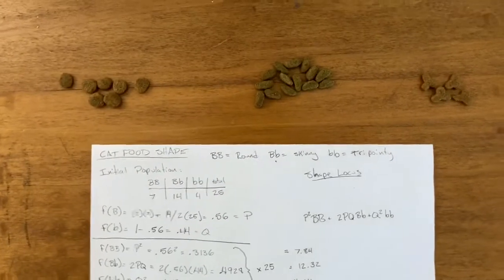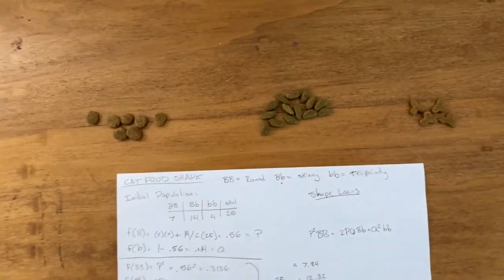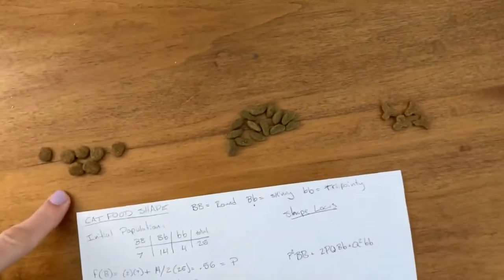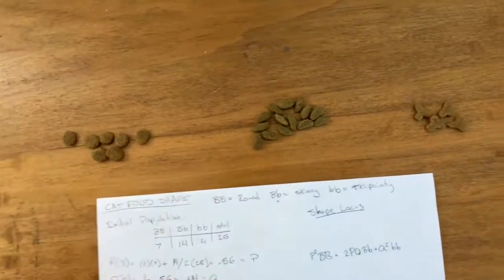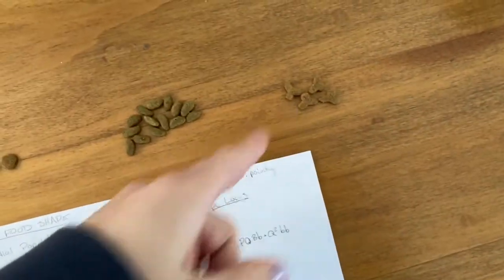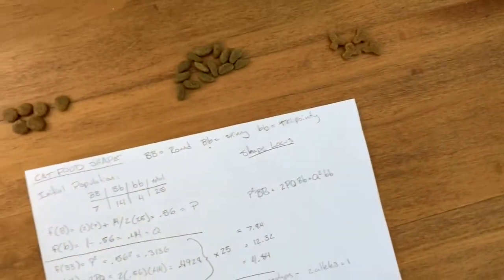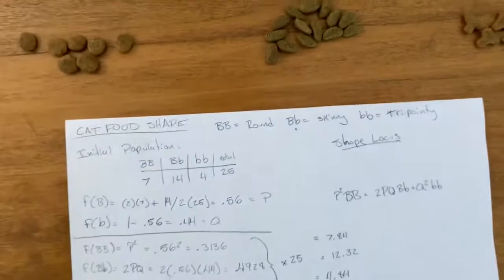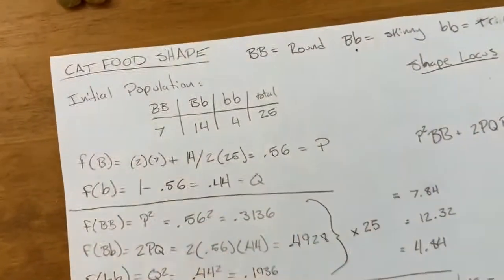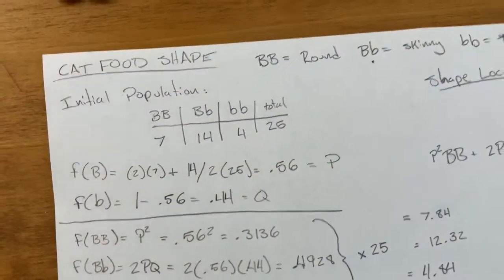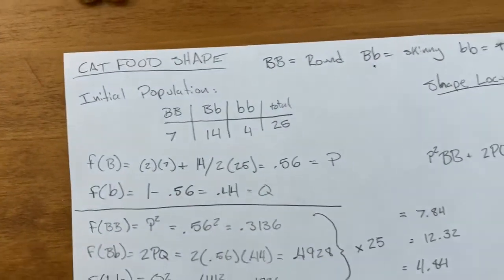Welcome to Cat Food Town. Population 25. We've got 7 round Big B, 14 skinny heterozygous, and 4 little b triangular pointy. So from our initial population values, we can calculate our allelic frequencies. We get 0.56 Big B and 0.44 for little b. That gives us our P and Q values.